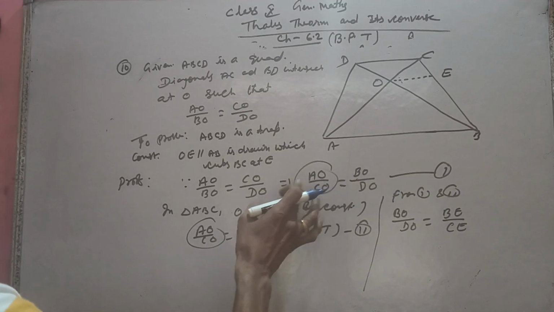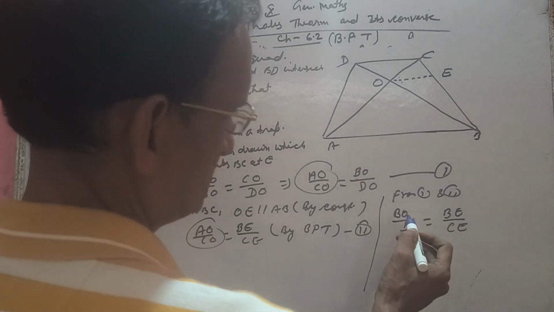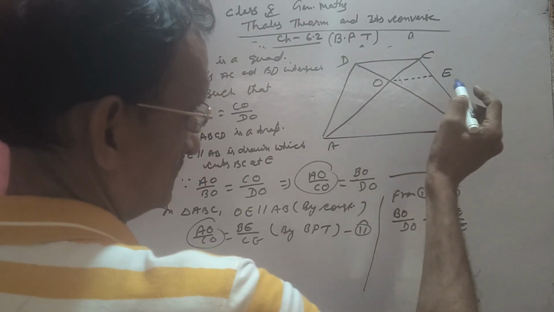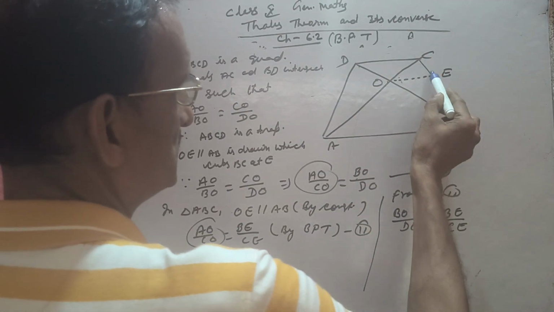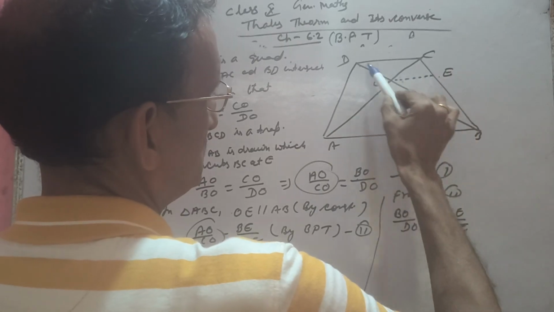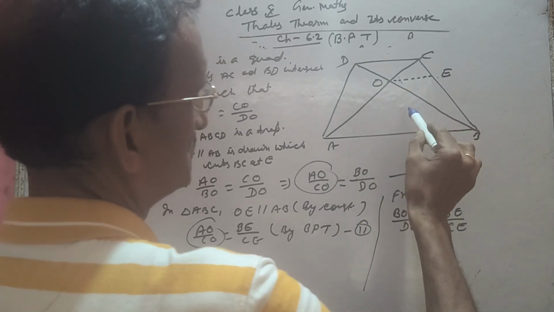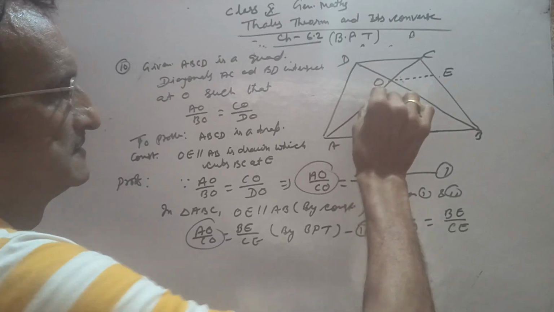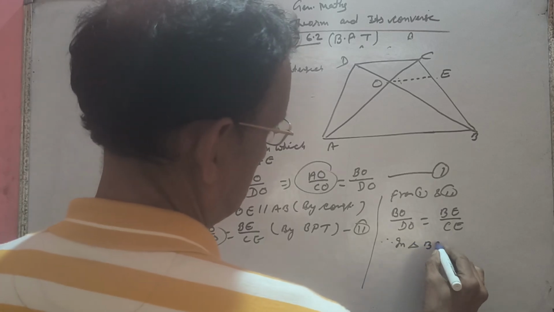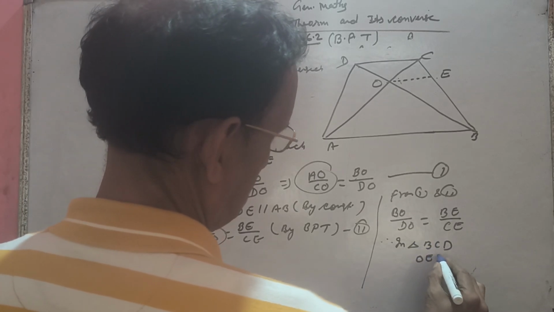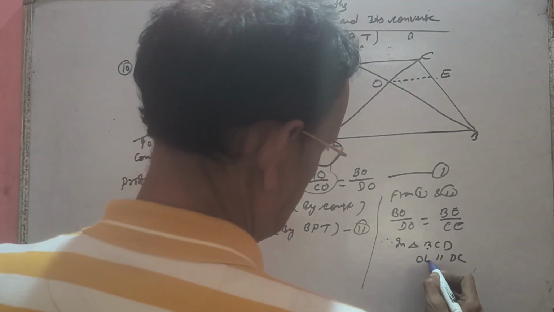When we compare 1 and 2, left hand sides are equal, AO by CO equal to AO by CO, so the right sides will be equal. What we have got, let us check it. We have got BO by DO equal to BE by CE. What is the meaning? This line segment divides the sides BD and CD of triangle BCD in equal ratio. Then according to the converse of BPT, OE will be parallel to DC. Therefore, in triangle BCD, OE parallel DC.